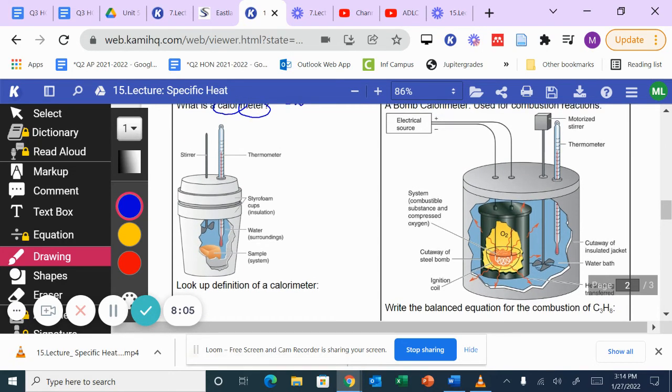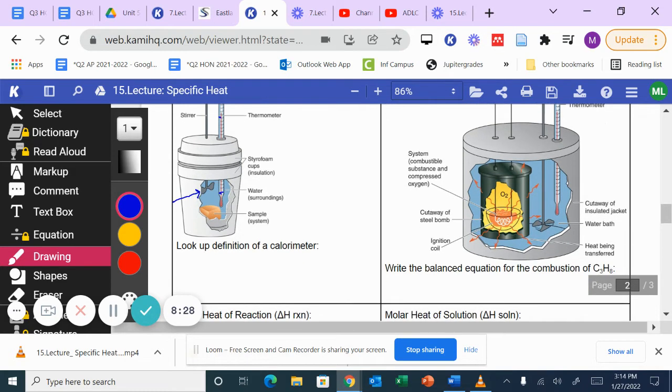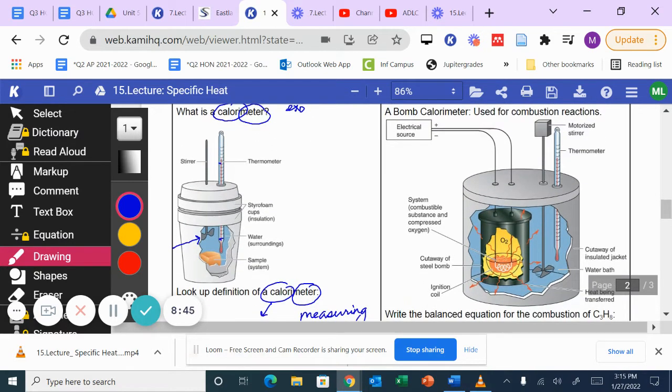You take the sample inside. The surroundings become the water, because that's what you're measuring. You have a stirrer right here just to make sure that the temperature is even throughout the whole water. You put your sample in, and it'll dissolve, and whatever the temperature change is, using a thermometer, is the delta T. So a calorimeter is a device that measures calories, which is a unit of energy. So it measures energy.